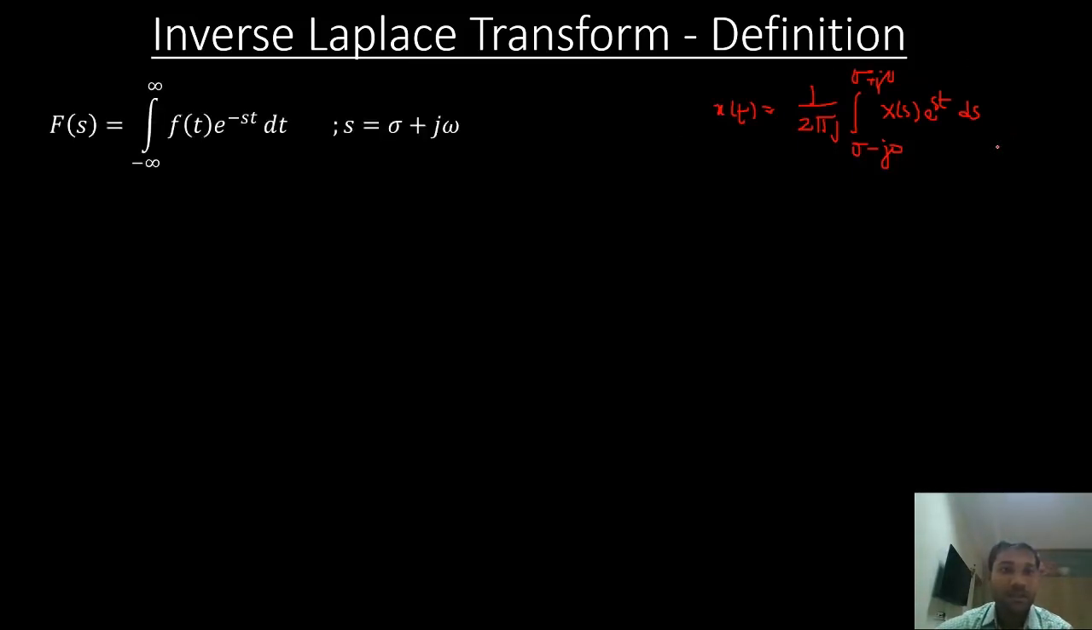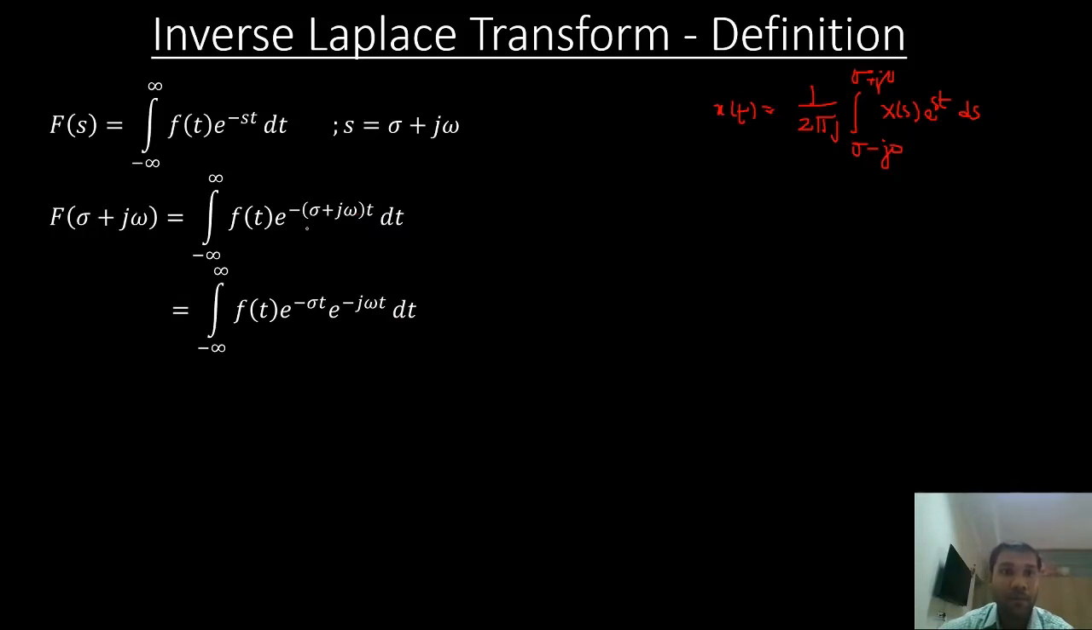Now F of s is defined as the integral from minus infinity to infinity f of t e power minus st dt. And what is s? s is a complex variable, sigma plus j omega. So in place of s, I am substituting sigma plus j omega, right? Now I am separating the exponential term: e power minus sigma t multiplied with e power minus j omega t. That is nothing but the Fourier transform of f of t e power minus sigma t. We have seen this in the first slides, the relationship between Fourier transform and Laplace transform.